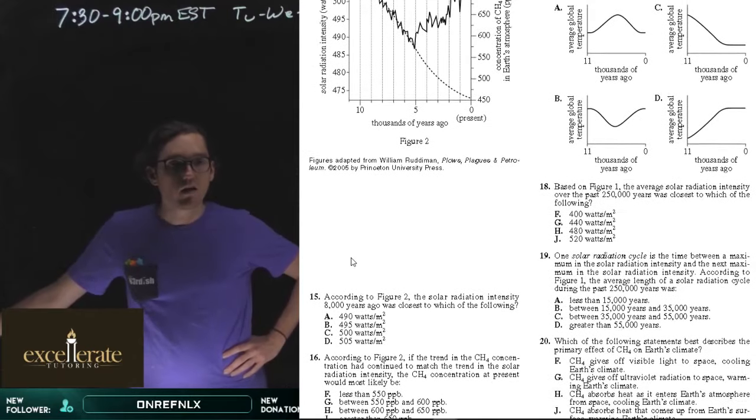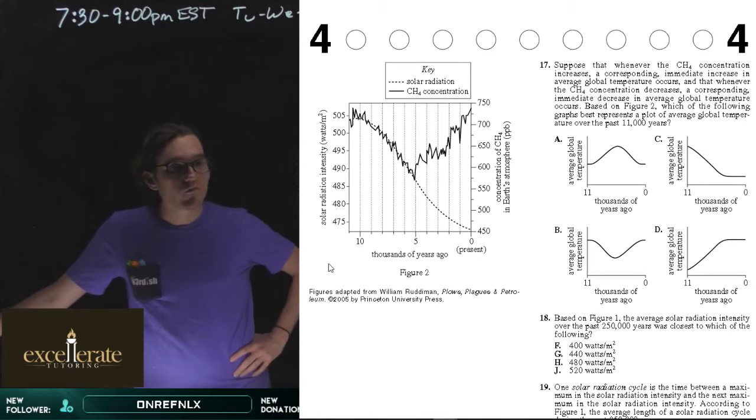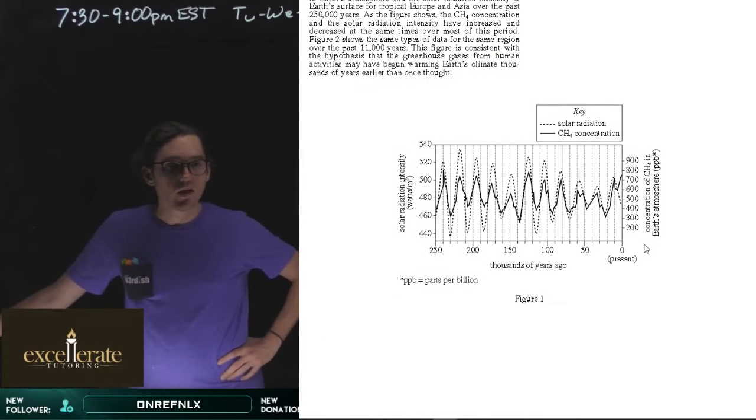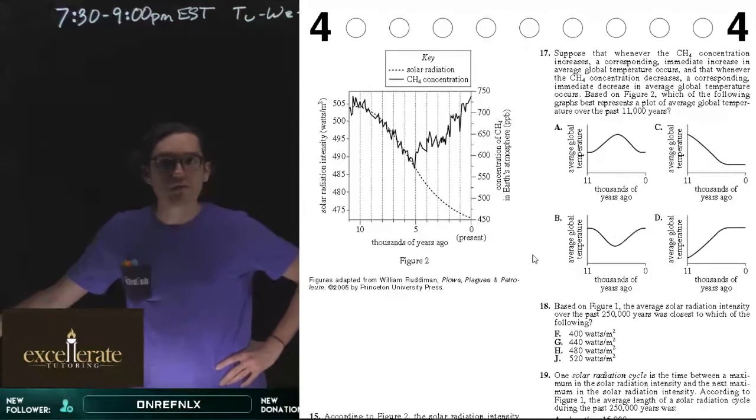All right, number 18, based on figure 1. Finally, we got some figure 1 going on. The average solar radiation intensity over the past 250,000 years was close to which of the following? All right, let's look at this thing. What do we have? Thousands of years ago on the x-axis, but it goes much further into the past. We have solar radiation intensity on the left axis, which corresponds to the dotted line. And then we have that last bit, which actually corresponds with figure 2. Figure 2 is a zoom in of this last bit, which is the methane concentration, the solid line. And they're asking, what is the average?